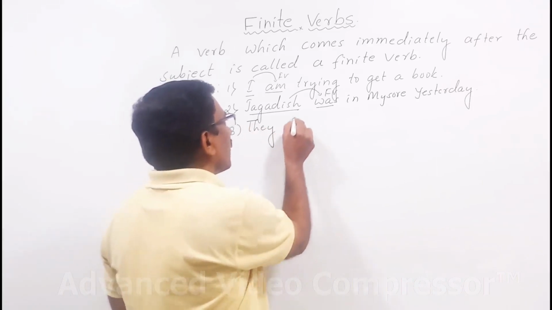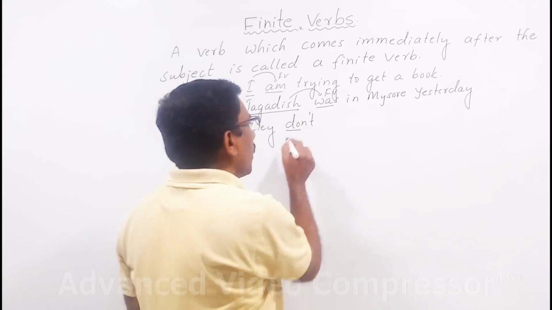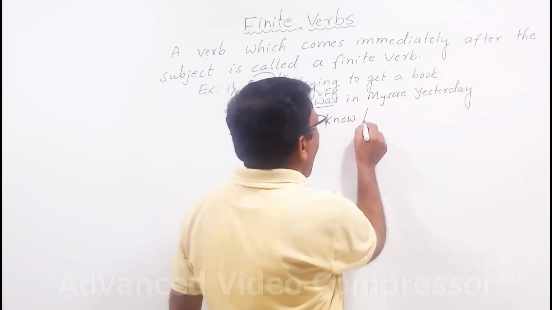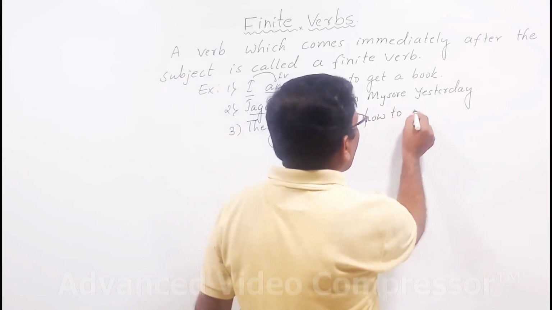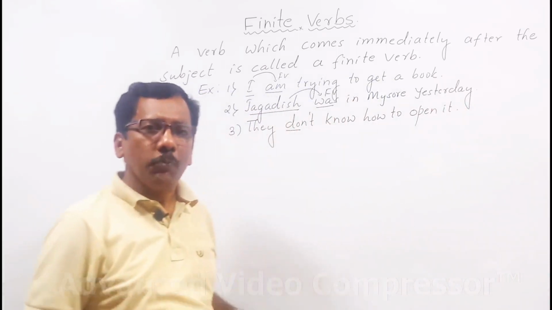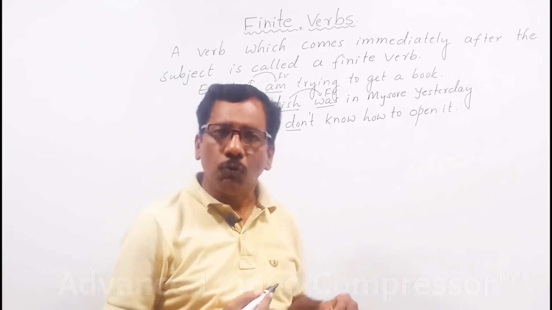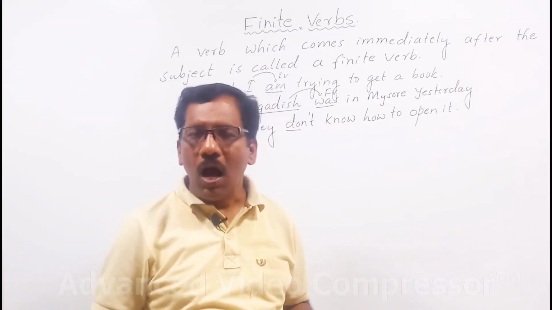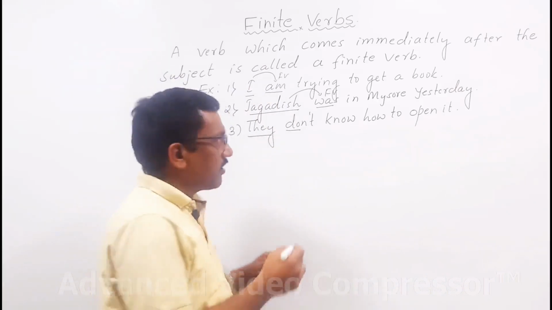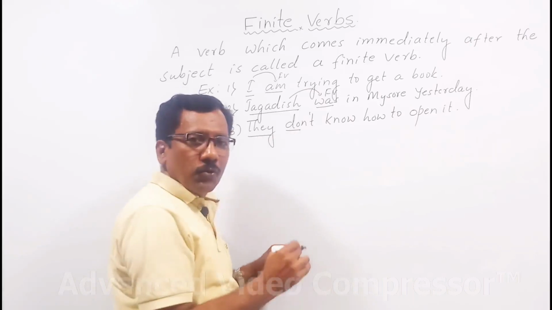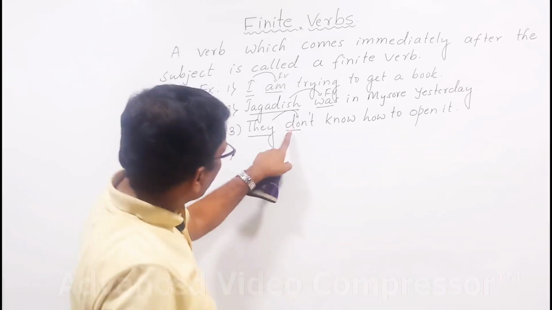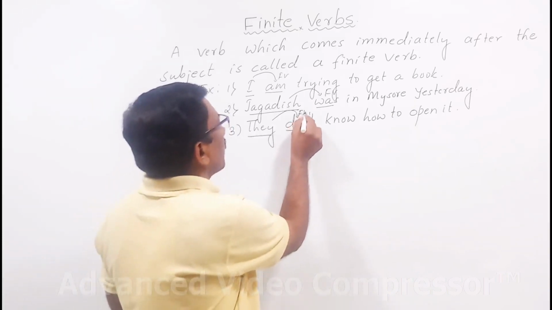Third example: They don't know how to open it. Got it? Here, they is the subject and do is a verb which has come immediately after the subject. So, do is known as a finite verb. Understand?